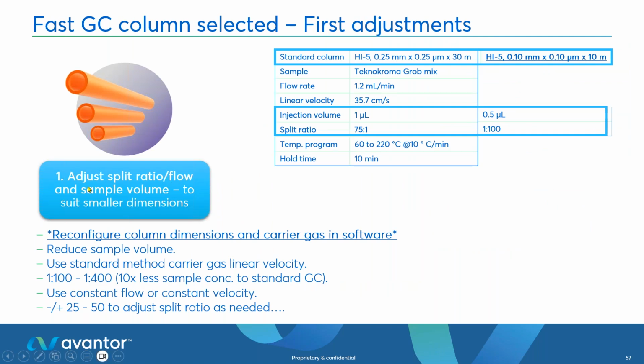So first, we adjust the split ratio because we don't want to oversaturate the column. We need to reconfigure the column dimensions and the carrier gas in the software, especially if we're moving to hydrogen. And we just want to reduce everything down. So we want less sample going in there. We want a higher split flow. And again, use constant flow or constant velocity, not constant pressure. And then you can see the first adjustments, we've reduced the injection volume and the split ratio because the minimum is 1 to 100 to avoid saturating the column and to try and avoid excessive overload.